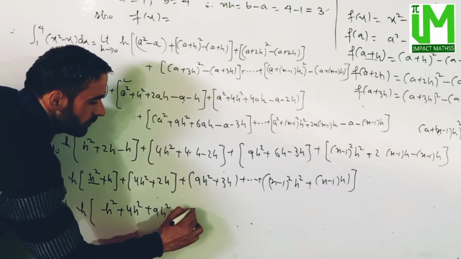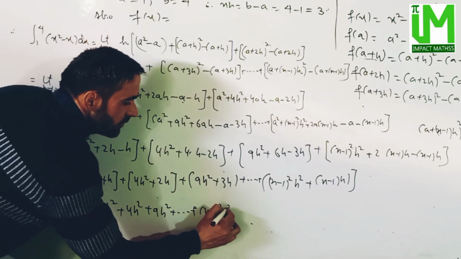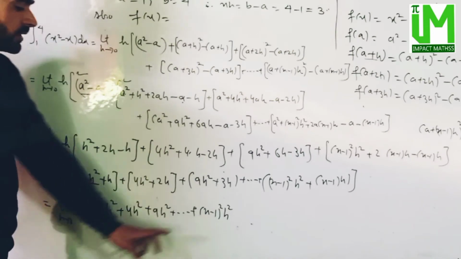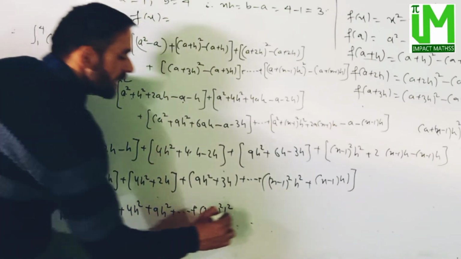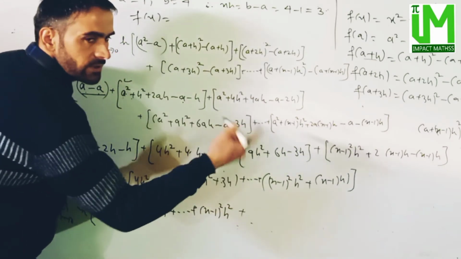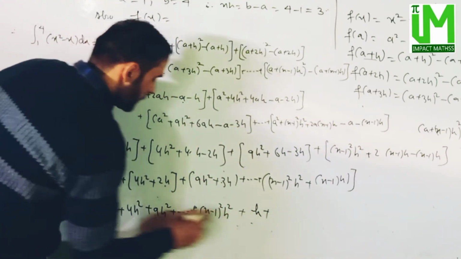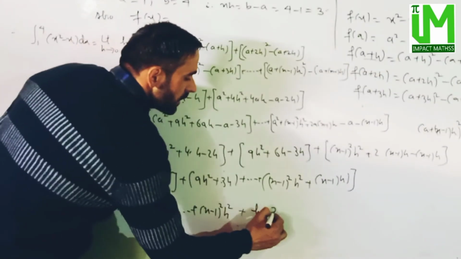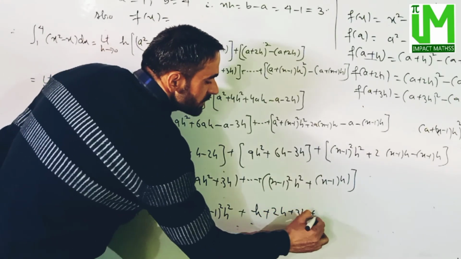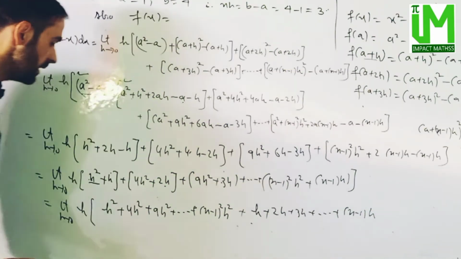9h square plus up to (n minus 1) whole square into h square. Take the h terms together: h, 2h, 3h, plus up to the last term, (n minus 1) into h. So this will be h into (h plus 2h plus 3h plus up to (n minus 1) into h).